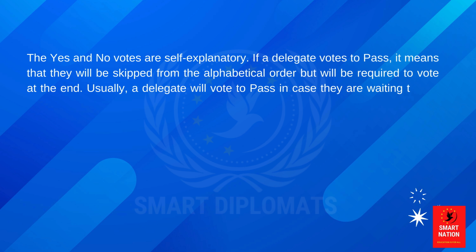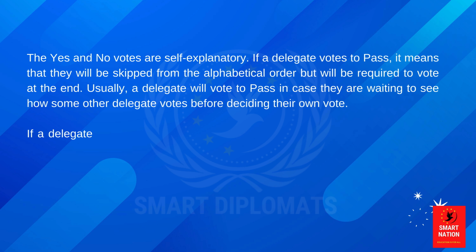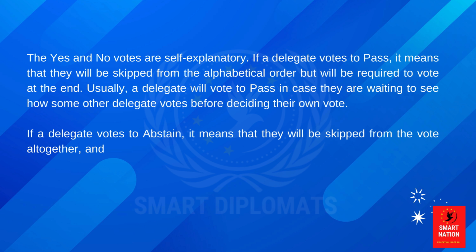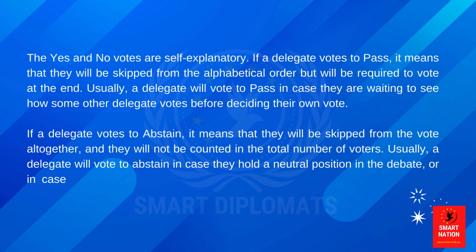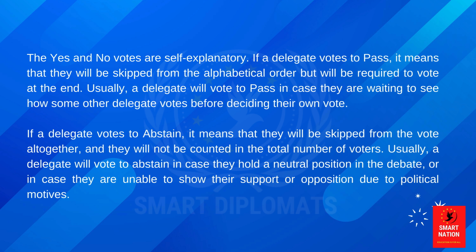Usually, a delegate will vote to pass in case they are waiting to see how some other delegate votes before deciding their own vote. If a delegate votes to abstain, it means that they will be skipped from the vote altogether and they will not be counted in the total number of voters. Usually, a delegate will vote to abstain in case they hold a neutral position in the debate, or in case they are unable to show their support or opposition due to political motives.